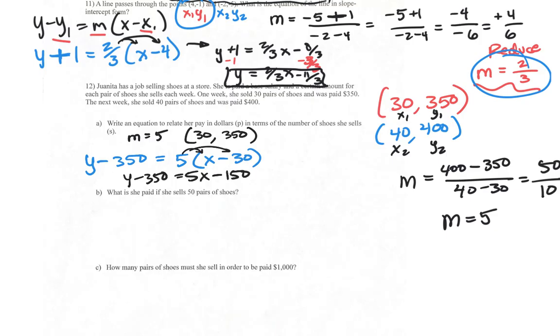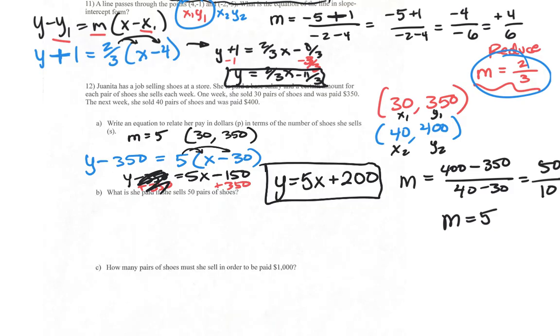All right, and then let's add that 350, because it's already subtract. When I do that, I got y equals 5x. Negative 150 plus 350 ends up being a positive 200. Remember, x is shoes, so maybe I should have used an s for that. And y would be how much money she made.